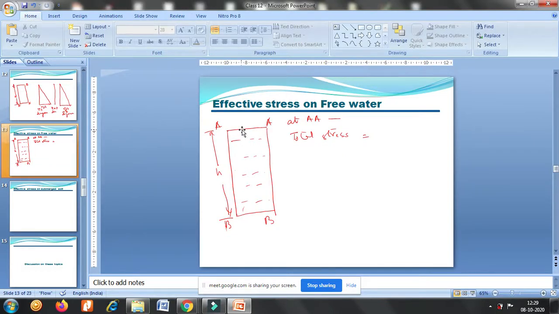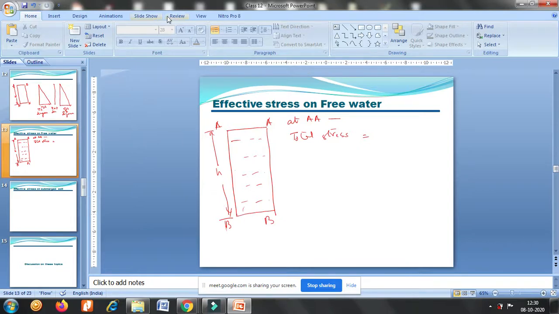So at this point, what is the total stress? There is no water above this, so this is the top surface. The total stress is equal to 0. And at the point BB, what is the total stress? What is the definition of the total stress? It is the stress given by the soil mass, and soil mass means soil and the water. Now here there is no soil, so it is the stress given by the water only.